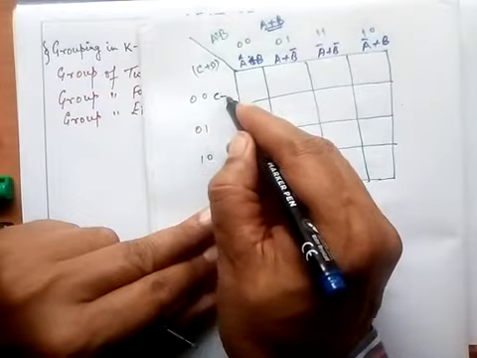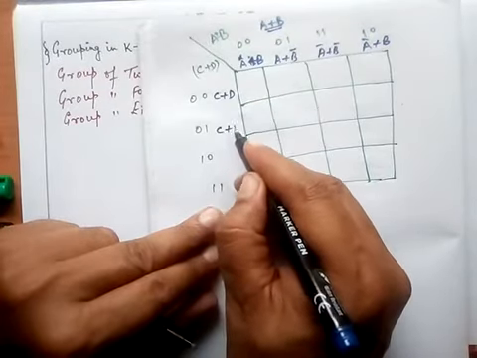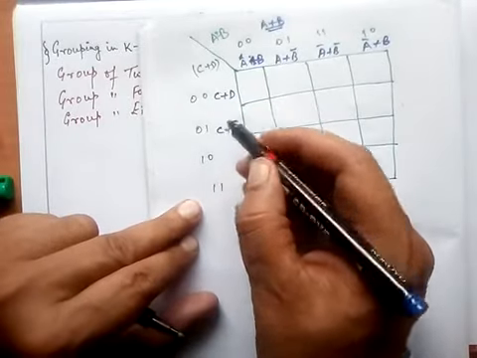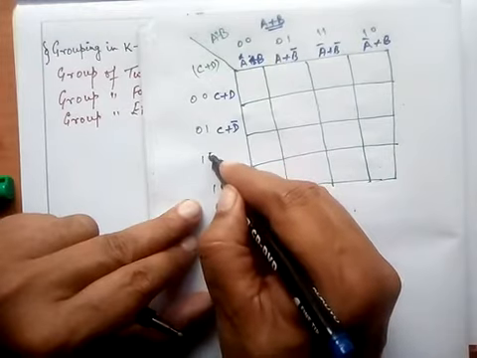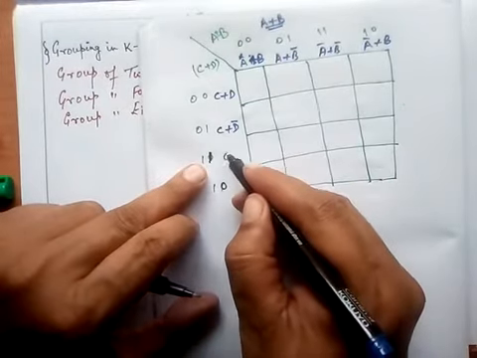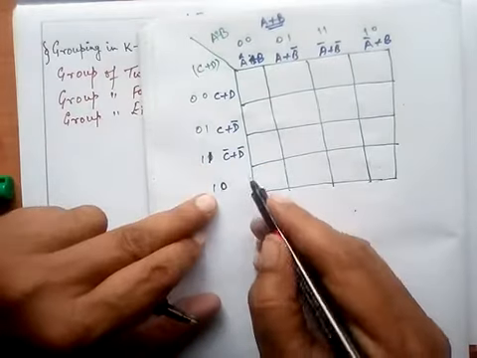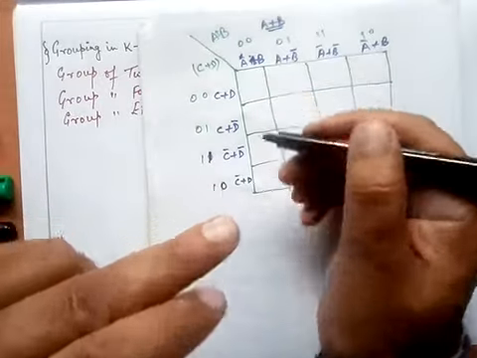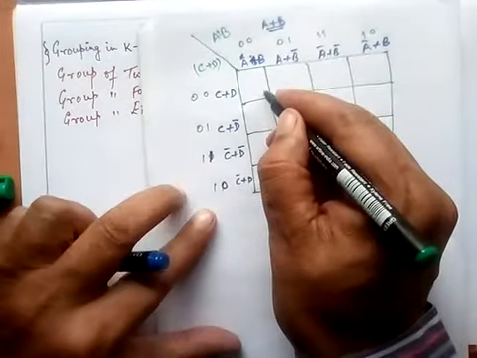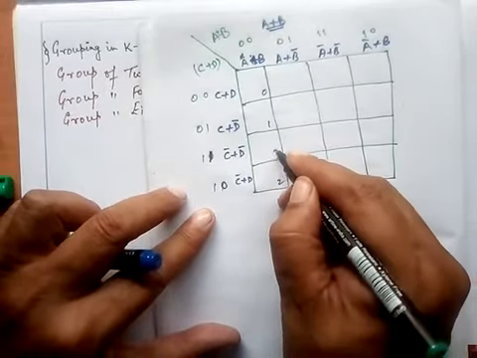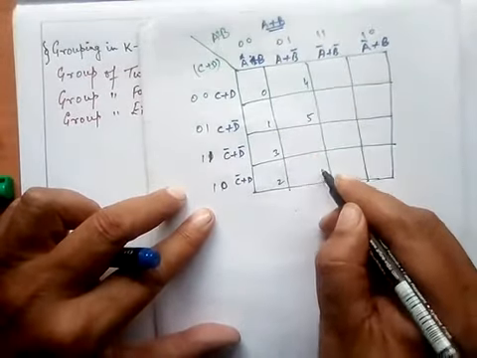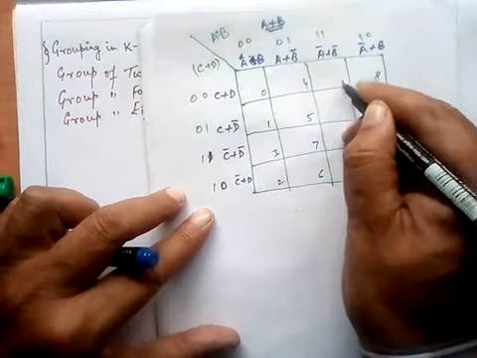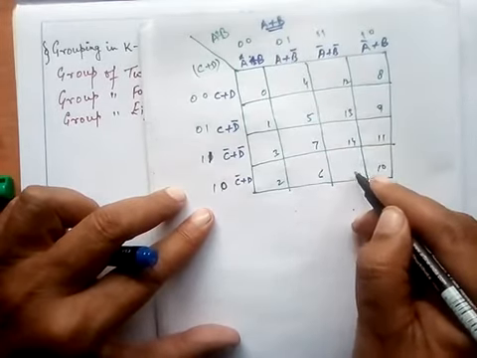Similarly, this quantity is C plus D. This quantity is C plus D bar. This quantity will be 00, 01, 10 here and 11 here. This quantity is C bar plus D bar, and this quantity here is C bar plus D. The decimal equivalent, as I told you, will remain the same for either minterm or maxterm: 0, 1, 2, 3, 4, 5, 6, 7, 8, 9, 10, 11, 12, 13, 14 and 15.